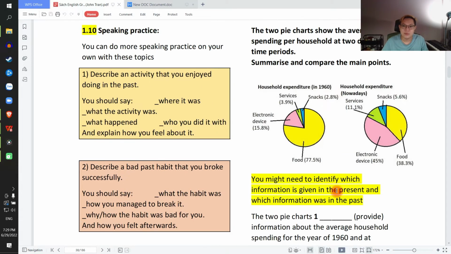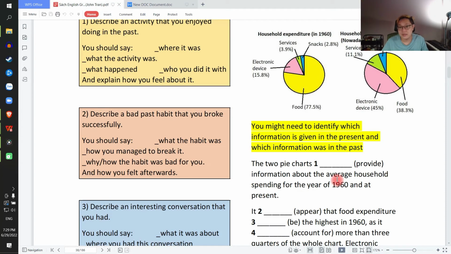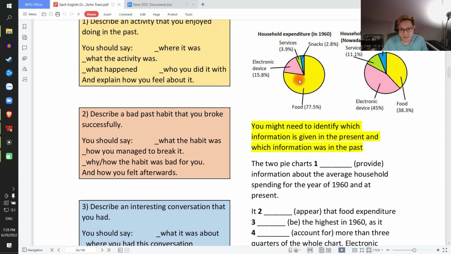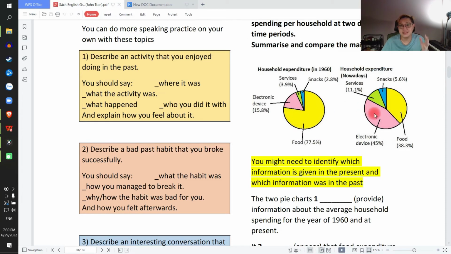Và nó cũng không phải là provided nữa, tại vì hai cái biểu đồ bánh này nằm trước mặt mình ngay bây giờ. Thì mình miêu tả là hai biểu đồ bánh này cung cấp thông tin cho mình ngay lúc bây giờ, nên phải dùng thì hiện tại đơn. So basically, when you look at the two pie charts, of course these two pie charts are right here, and they provide you information right now about the average household spending for the year of 1960 and at present. So you have to understand the pie chart provide information for you in the present, so you have to use present tense.